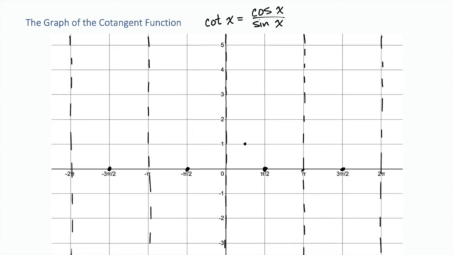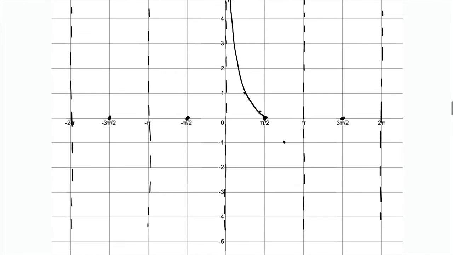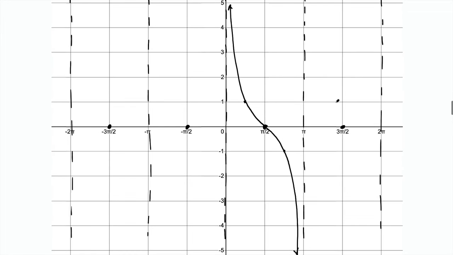Between pi over 2 and pi, that's if you think of the unit circle, that's in the second quadrant, where the cosine is negative and the sine is positive. So when we divide, we'll get a negative. So we're going to be down here, negative values, and our shape is going to be pretty much the same as the tangent shape, but it's just, oh, that was not good. Whoops, down. So there's our sketch of the graph of just one branch of the cotangent function.